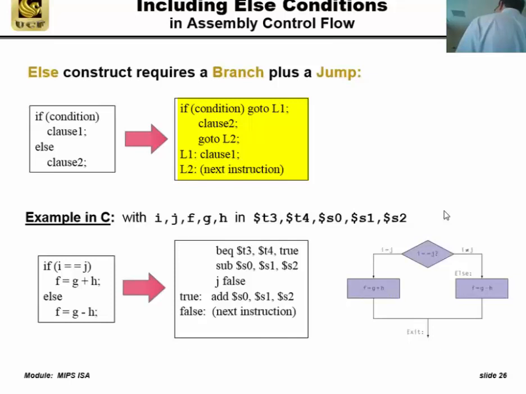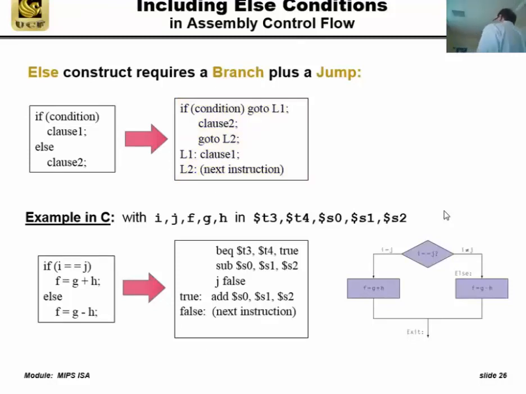If this condition was not true, instead of going to L1, it did not take the branch, it's going to execute the next instruction, which is clause 2, which is the else. So if the condition is not true, we do the else. Then what? We have to skip over the then, consequent, which is a continuation to the next instruction in the program.